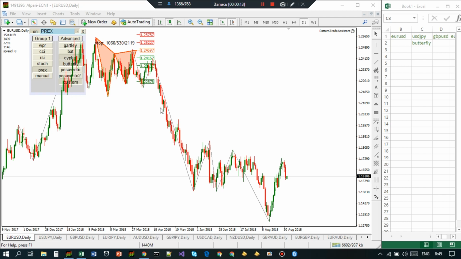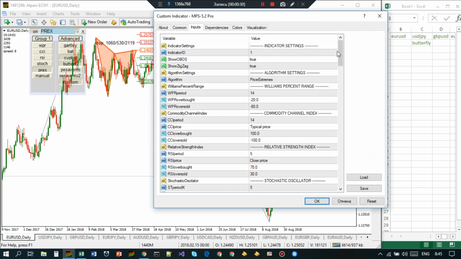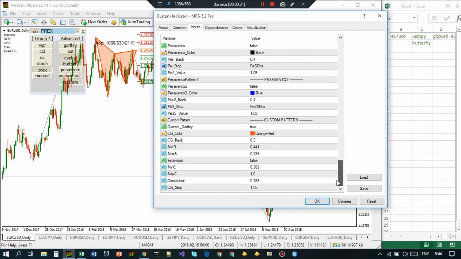The patterns that I'm going to use are these: ciphers, butterflies, and custom pattern. By custom pattern I mean my unified Gartley. It is the pattern that unites the features of a Gartley pattern and a Bat pattern, and if you're interested, here are the details for that pattern. Basically the minimum B point is 0.441, the maximal B point is 0.736.